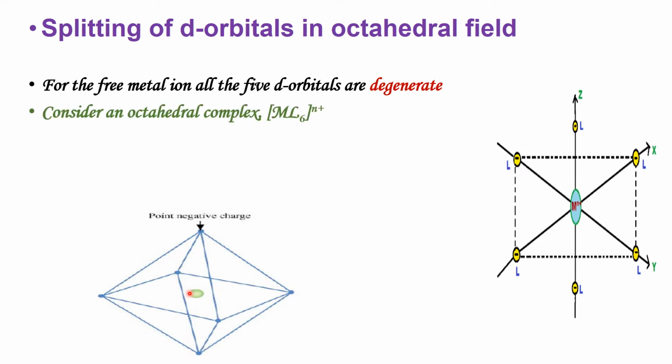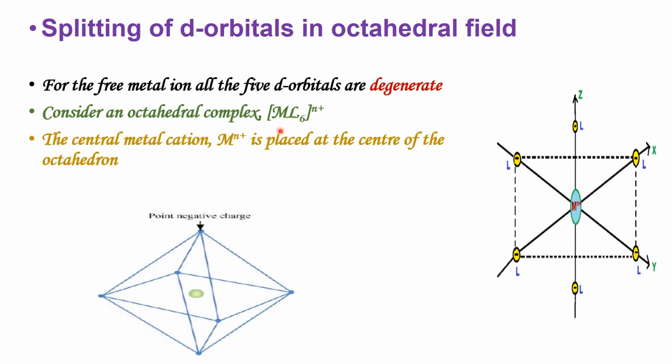Consider an octahedral complex ML6 n plus. This is the general formula. M represents the central metal ion and L is the point negative charge, that is ligands. Here there are 6 ligands, so its geometry is octahedral. The central metal cation Mn plus is placed at the center of the octahedron. Mn plus is surrounded by 6 ligands, 1, 2, 3, 4, 5 and 6. So it is an octahedron.